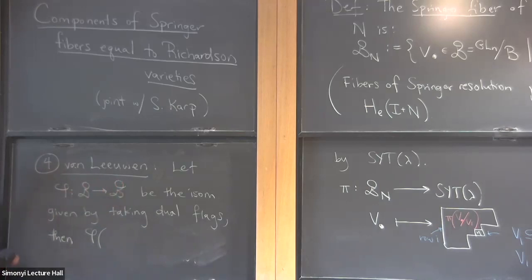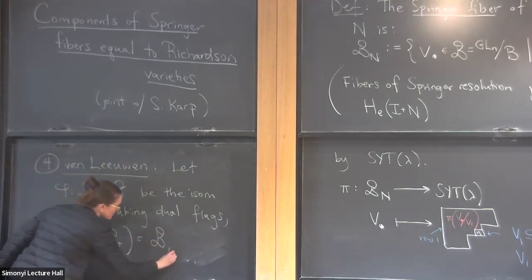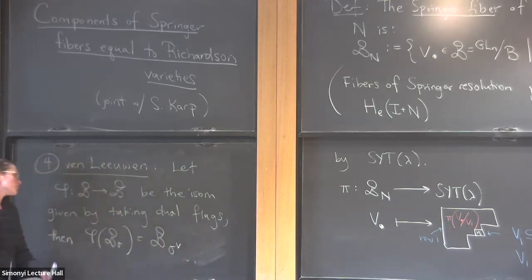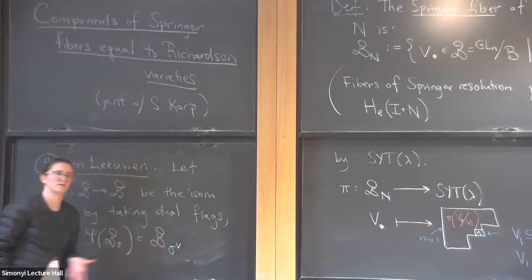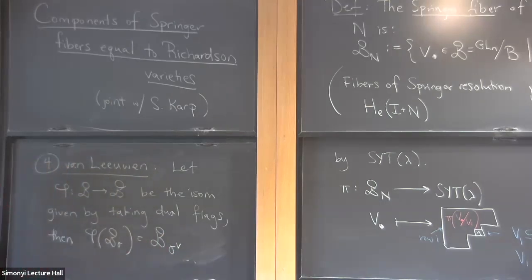And so Van Leeuwen actually proved that when you take the image of my component corresponding to sigma under this map, I get the component of the Springer fiber, but now I'm taking the dual here. Okay. So this is the evacuation tableau that we get. So Springer fibers, their geometry is closely interconnected with all the different combinatorics of tableaux that you can see.